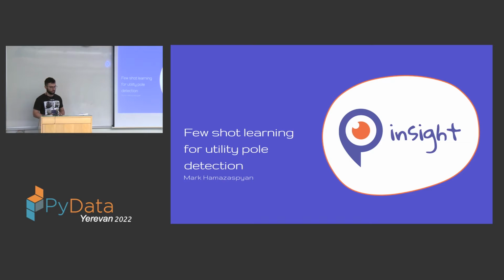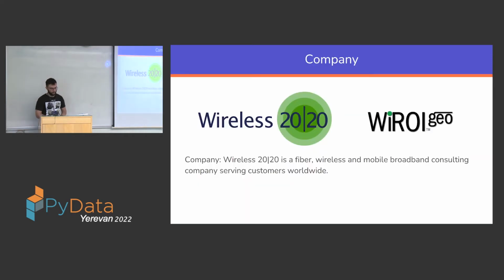And today I will talk about few-shot learning, few-shot object detection related to detecting utility poles from Google Street View images. Okay, let's go.